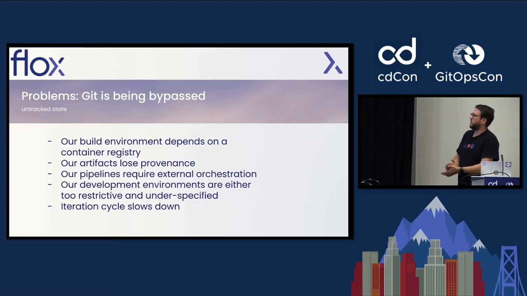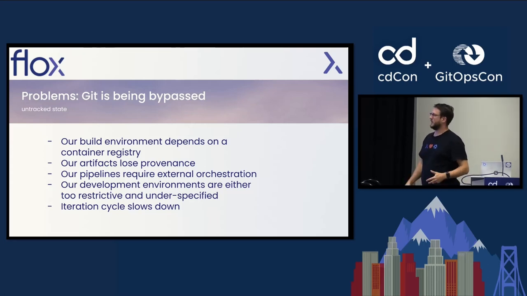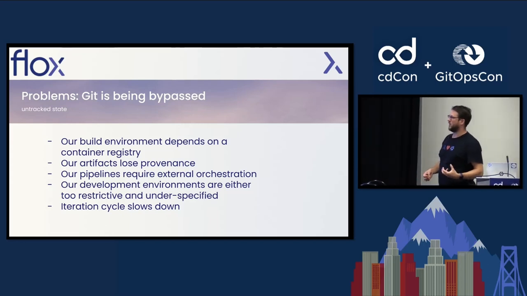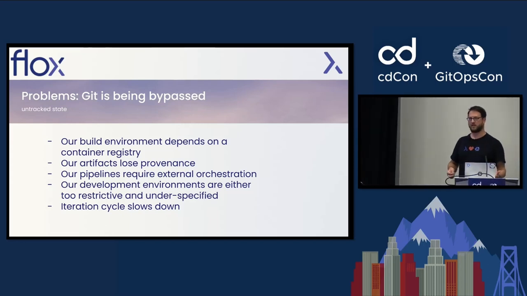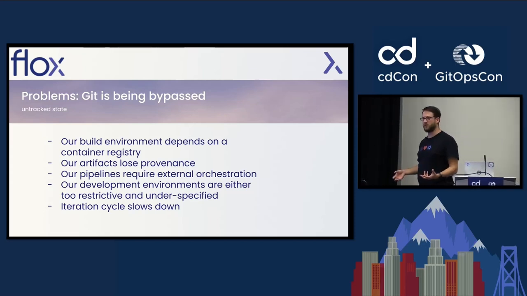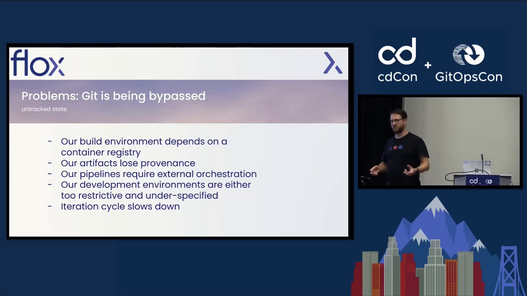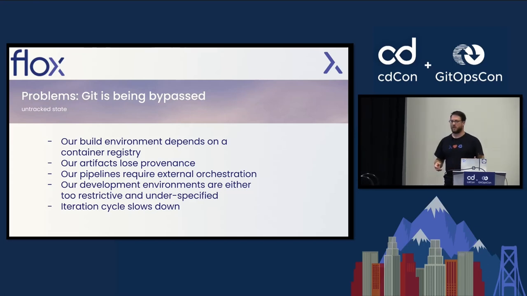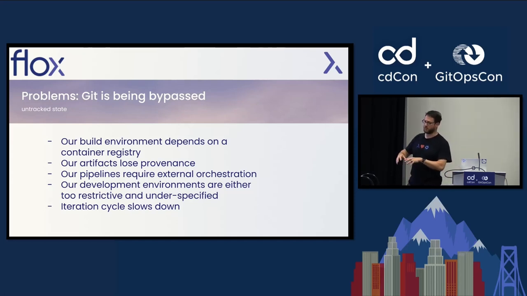So why? Well, let's figure this out. Our build environment depends on a container registry, which is usually external to Git itself. If we build an artifact in CI, that's nice, but the fact that we did so, or what that artifact actually is and where it's located, tends to fall out of the tracked-in-Git model. With our pipelines, often the configuration starts to leak out of being captured in Git and is now in those particular systems. That could be an issue.